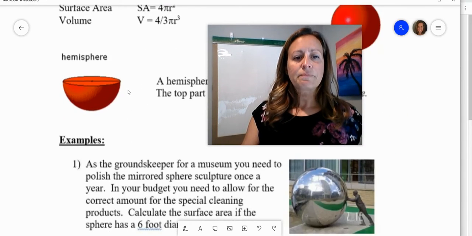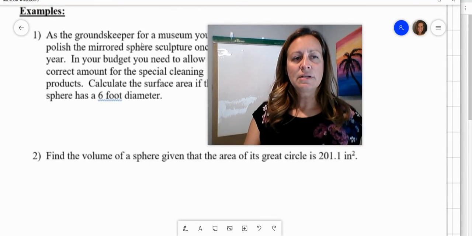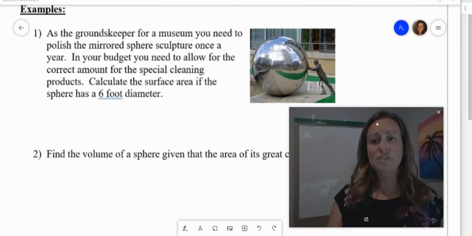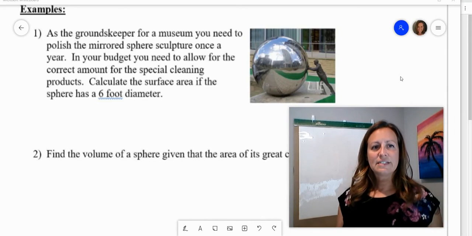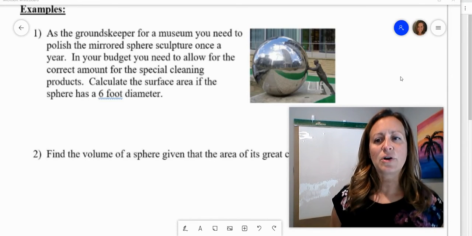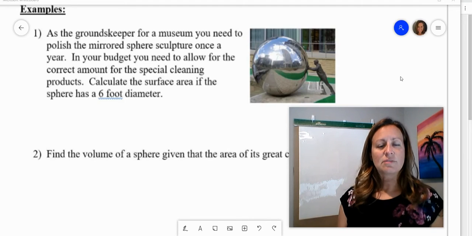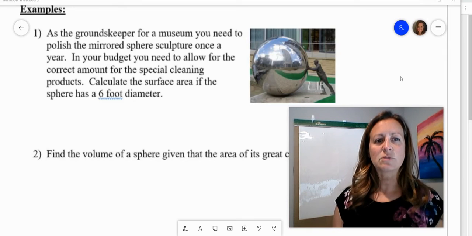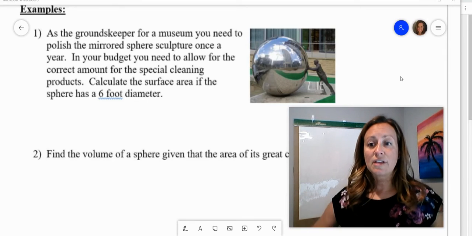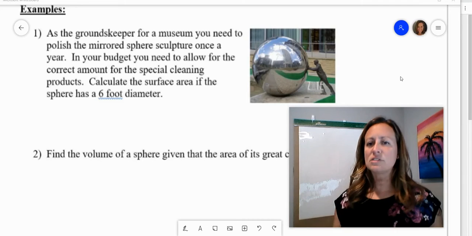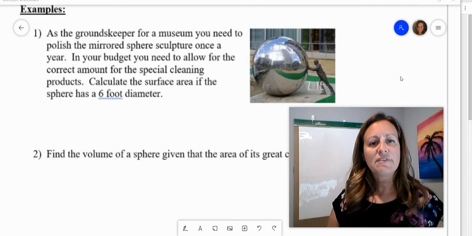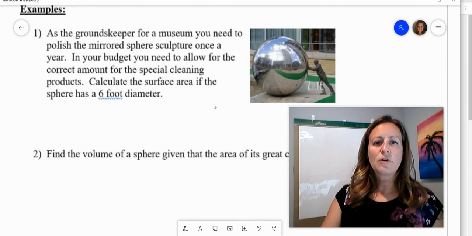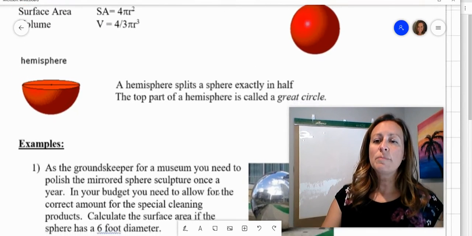Here is an example of why you might need to, at some point, calculate the surface area of a sphere. Here's a situation where a groundskeeper for a museum needs to polish the mirrored sphere sculpture once a year, and that is going to require some special chemicals. You got to calculate for the correct amount. So how much is the surface area of this sphere if it has a 6-foot diameter? Okay, so formula, 4 pi r squared.